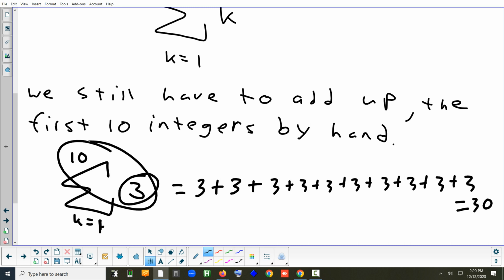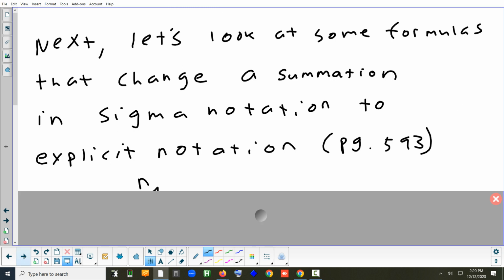What's that? You have to divide by the bottom? Nope. You just do 3 times 10, and that's the answer, because there's no k in that formula. Yep. Because there's no k in that formula. So let me show you that one.